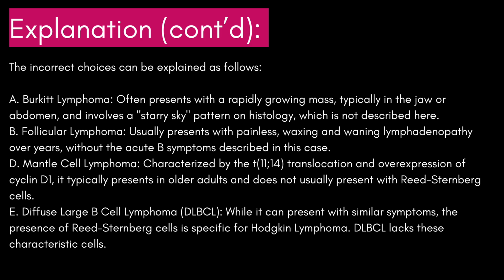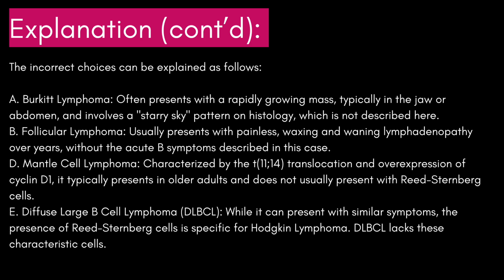The incorrect choices can be explained as follows. A. Burkitt lymphoma often presents with a rapidly growing mass, typically in the jaw or abdomen, and involves a starry sky pattern on histology, which is not described here. B. Follicular lymphoma usually presents with painless, waxing and waning lymphadenopathy over years, without the acute B symptoms described in this case. D. Mantle cell lymphoma, characterized by the t(11;14) translocation and overexpression of cyclin D1. It typically presents in older adults and does not usually present with Reed-Sternberg cells.